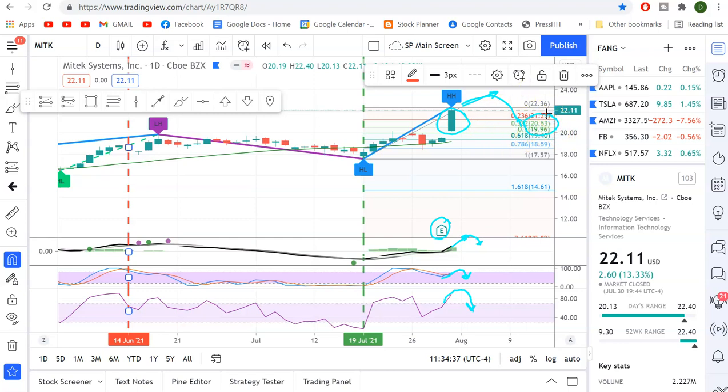Now, if you have a small account of $5,000, trading about $1,000 at a time, a $20 stock, you can trade about 20 to 25 shares and short the stock. I'm thinking it's going to go down. If you disagree, I'd like to hear your comments below.